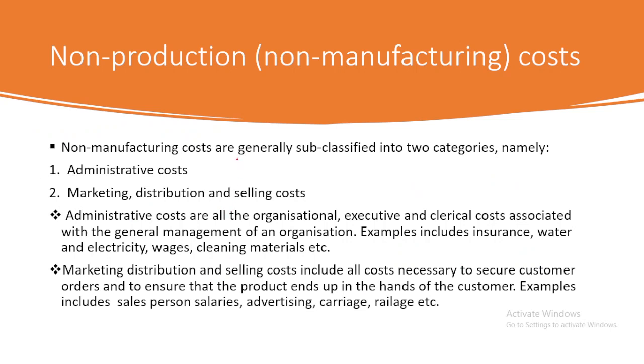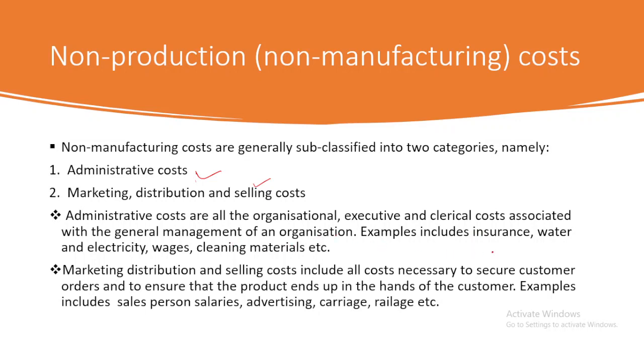And then in terms of non-production costs, these are your non-manufacturing costs. These are costs that are used in the office that are outside of the manufacturing process. Things such as your administrative and marketing, distributing, and selling costs. So those are the two types of categories we have under non-manufacturing cost, where your administrative costs are all organizational, executive, clerical costs associated with general management of the organization.